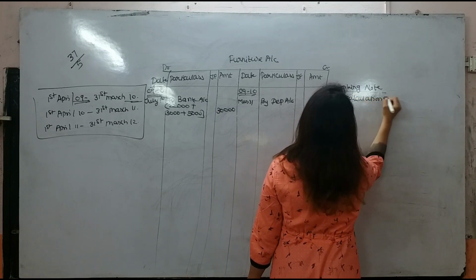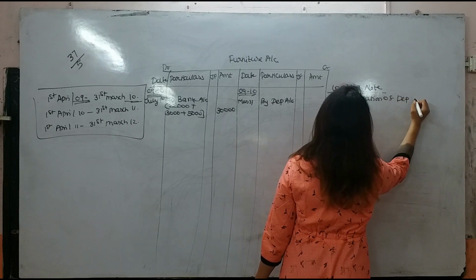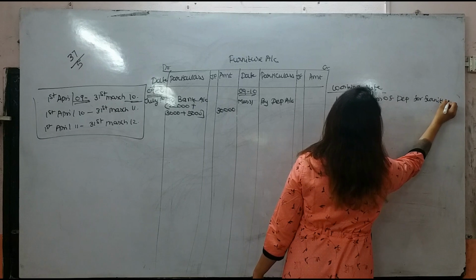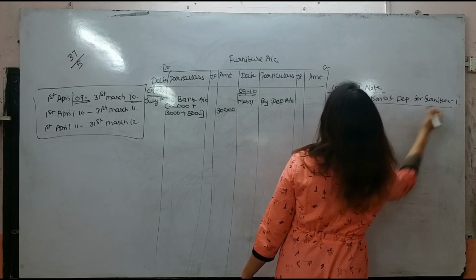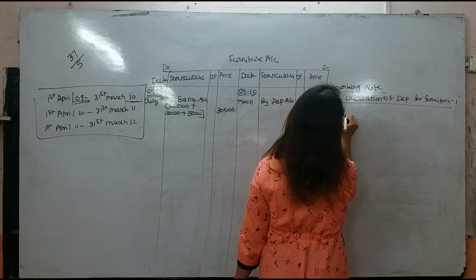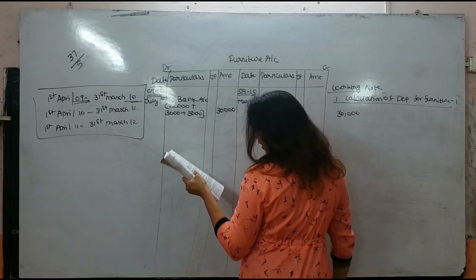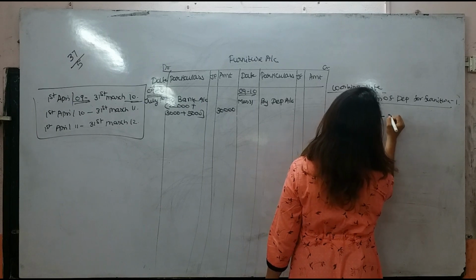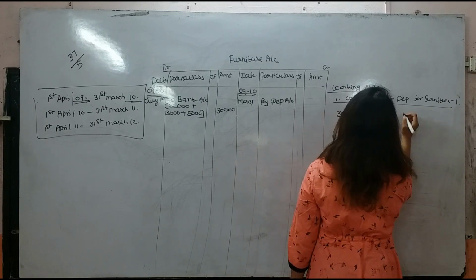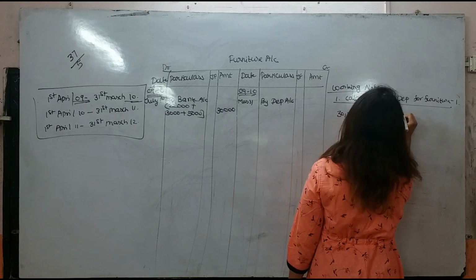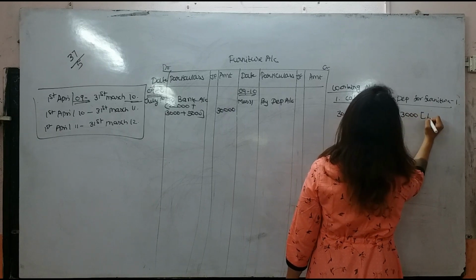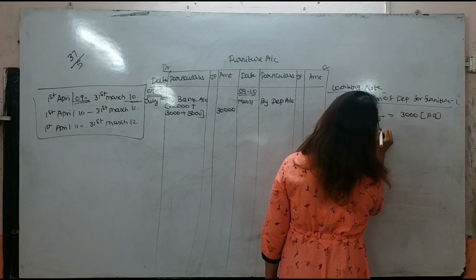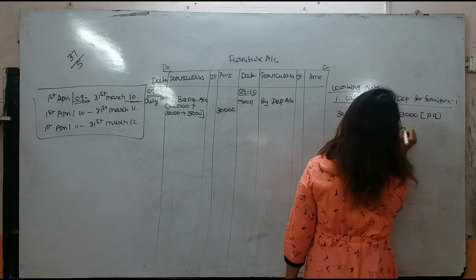Calculation of depreciation for furniture 1. Okay, now what is the price? Price is 30,000. What is the rate of depreciation? Depreciation rate is 10%, but that 10% is for per annum. So 30,000 into 10 by 100 is going to be 3,000 per annum. See students, for 12 months depreciation is 3,000.